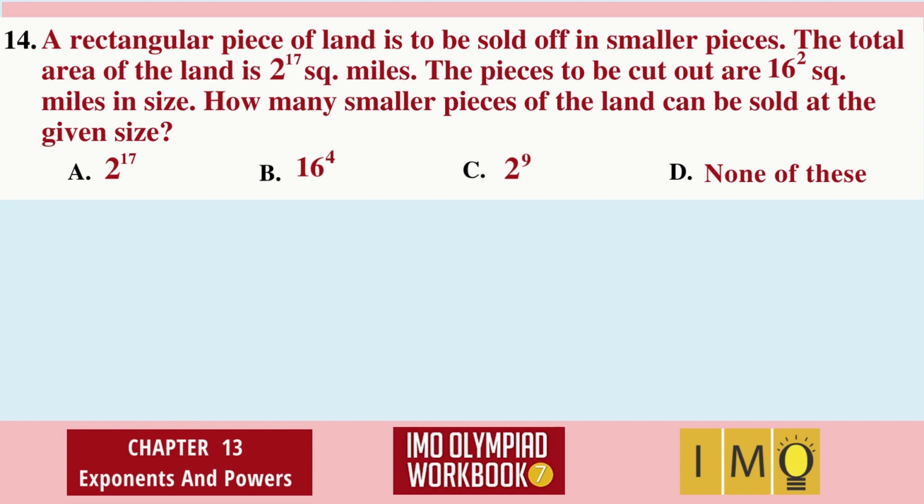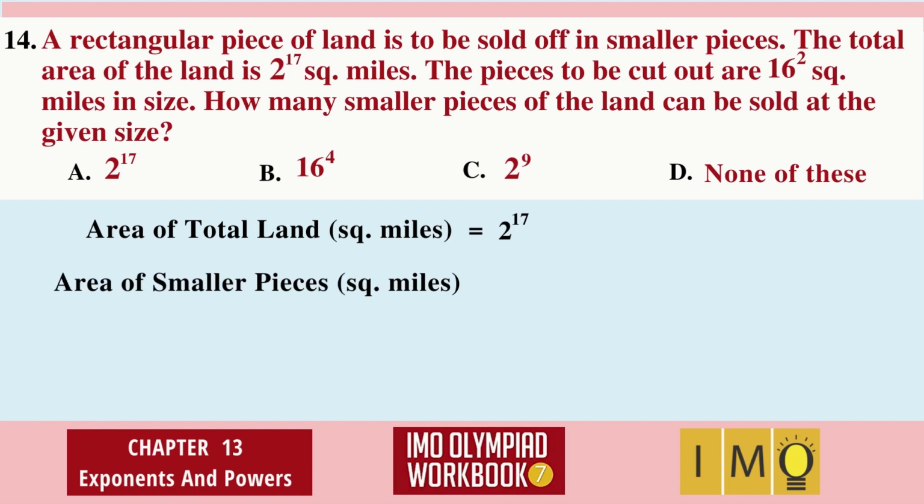First step, let's write down what is given. Area of the total land in square miles is 2 to the power of 17. Area of the smaller pieces, again in square miles, is 16 square. For easier calculations, we'll change the 16 square to a number with a base of 2. 16 can be written as 2 to the power of 4.